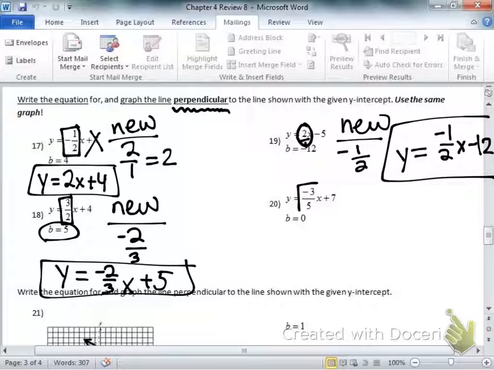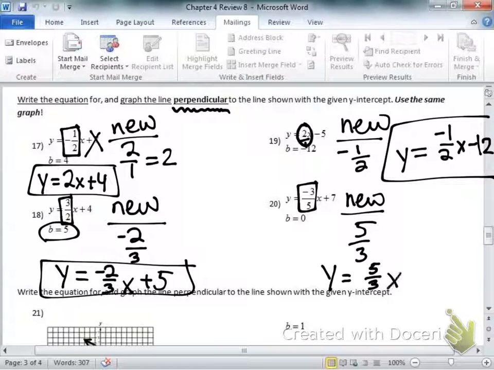And last one in this section, what's my new slope? 5 over 3. Very good. So we have y equals 5 over 3x, no plus 0. You don't need a plus 0. It's not important, not necessary. And it won't even be an option on your final, so be aware of that. Any questions?